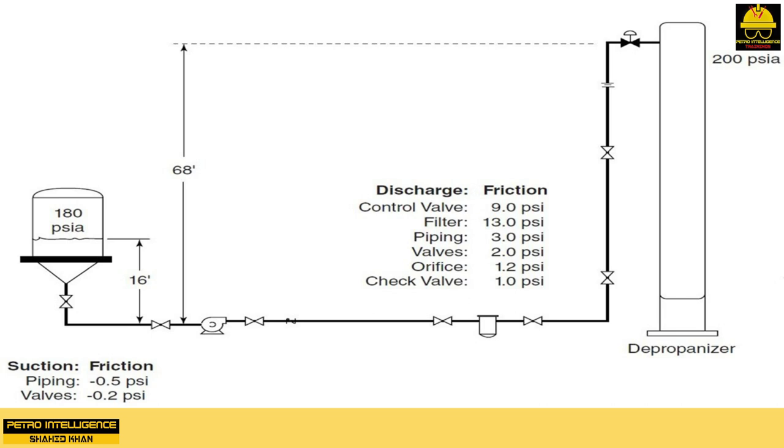The depropanizer column operates at a pressure of 200 psia at a temperature of 90 degrees Fahrenheit or 32 degrees Celsius. The flow rates are 300 gallons per minute, GPM, normal and 340 GPM maximum. The required differential pressure of 318.7 psi takes into consideration all of the variables associated with the operation of the pump. Under these conditions, the centrifugal pump will operate efficiently. Pressure changes on the suction or discharge side of the pump will affect unit operation.